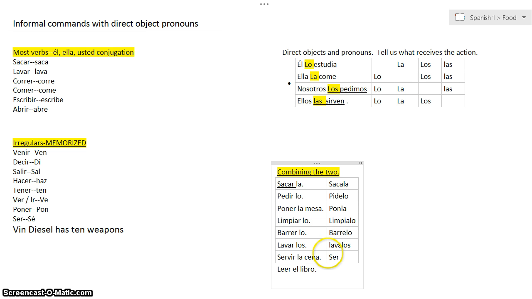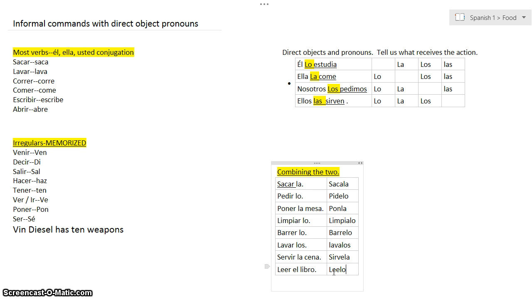Servir la cena is going to be sirve. And then what are we serving? La cena. So sirve la. And then leer el libro. That's going to be lee. Leer what? El libro, singular, masculine, lo. So now we have the commands: saca, pide, pon, limpia, barre, lava, sirve, lee.